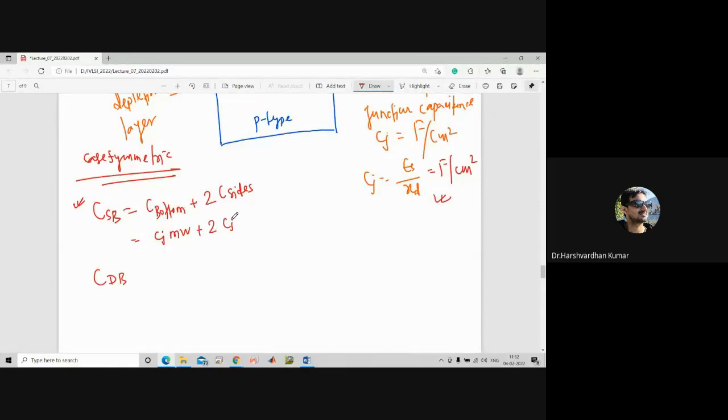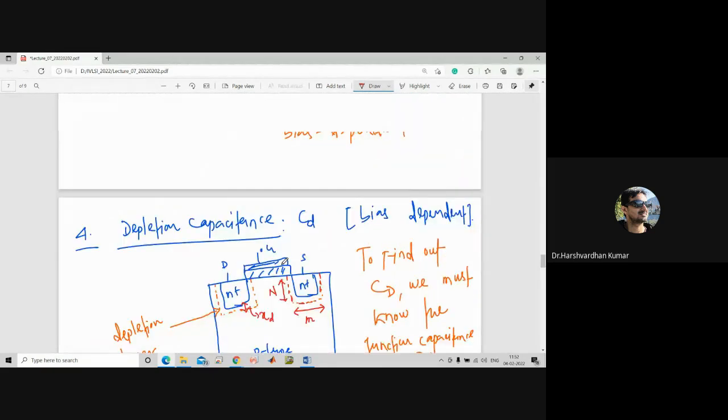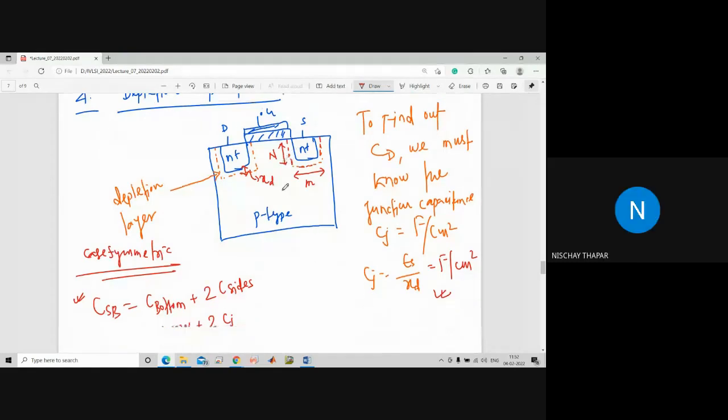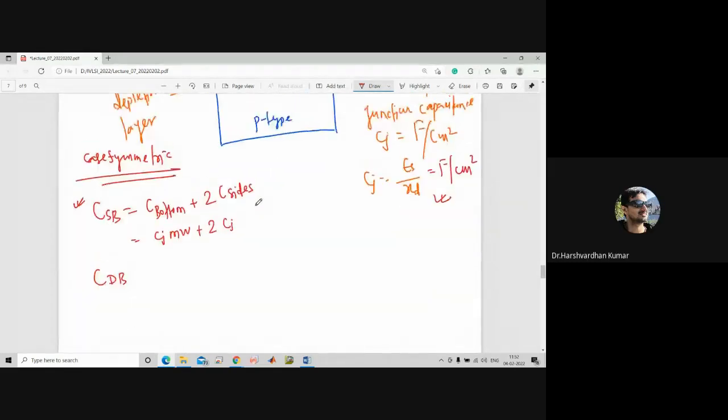So let us say Cj. What about the area for the side walls? What will be the cross-sectional area for the side wall? N W. It is very important to understand. Similarly, for the drain to body, the capacitance will be similar.